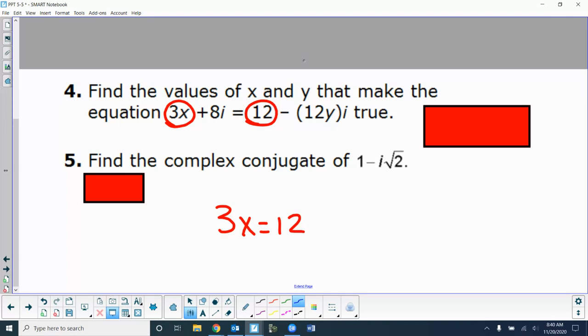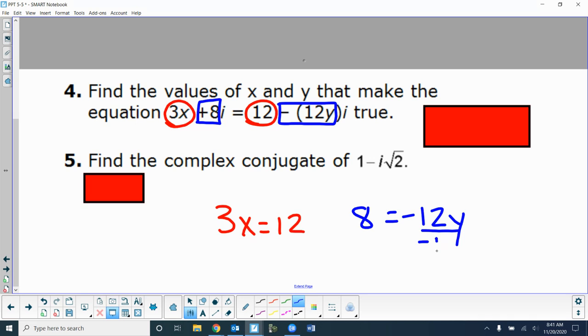Where are the imaginary parts? Just the 8. You don't worry about the i and the negative 12y. The one next to the i, correct. So 8 equals negative 12y. Then we just solve those two equations. You guys know how to do that. I told you this was easy yesterday. You had it. You forget after a few minutes in this room, huh?